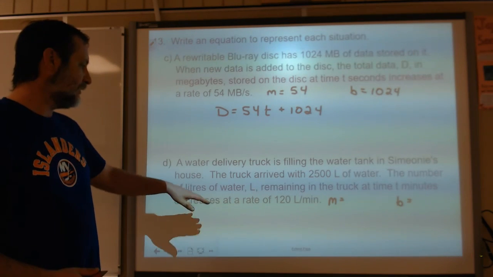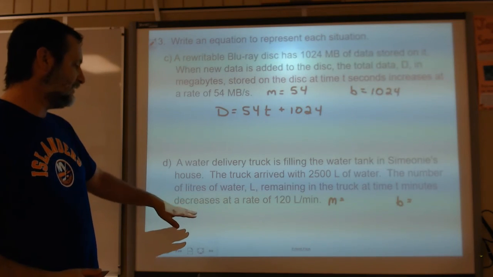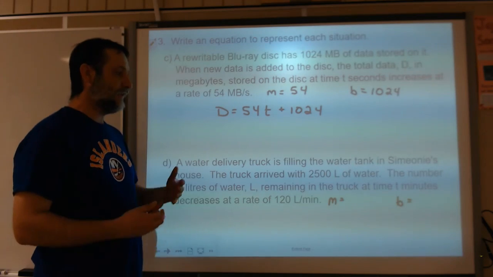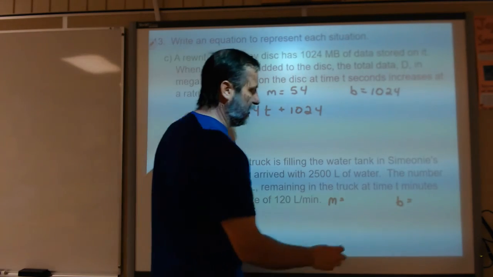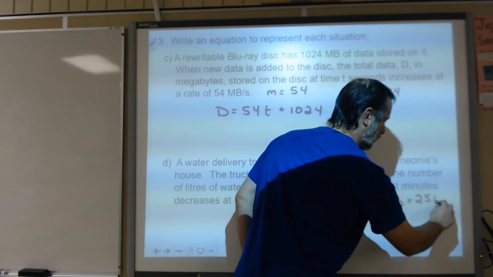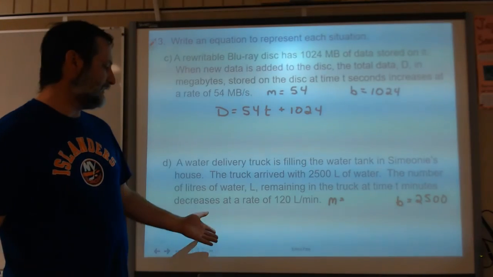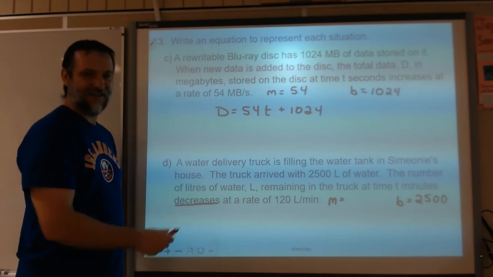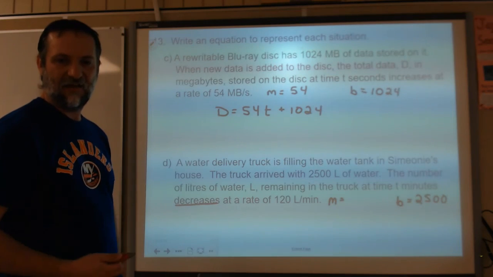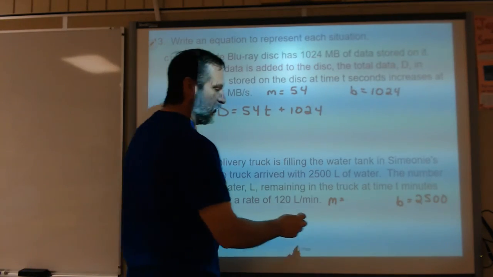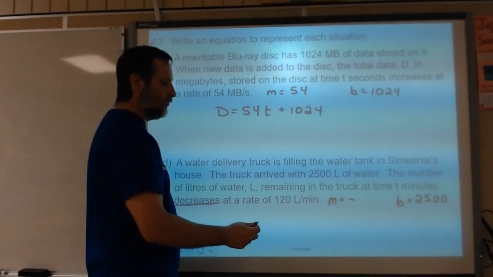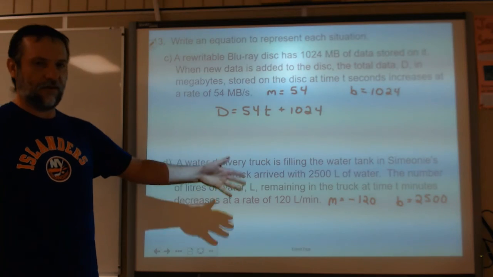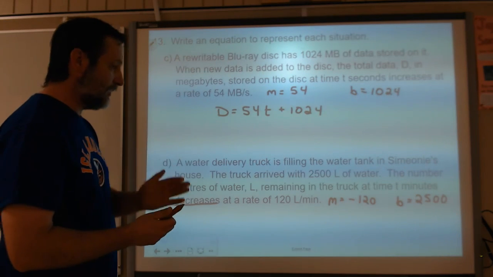The number of liters of water, L, remaining in the truck at the time of T minutes, it decreases at a rate of 120 liters per minute. So it's telling us it arrived with 2,500 liters. It's saying the rate is 120 liters per minute, but again, this is the reason I like these ones, it decreases at a rate of 120 liters per minute. So we got to show a decrease by saying minus 120 liters per minute. So again, how many minutes will it take to empty the tank? That kind of thing. We can go from there.